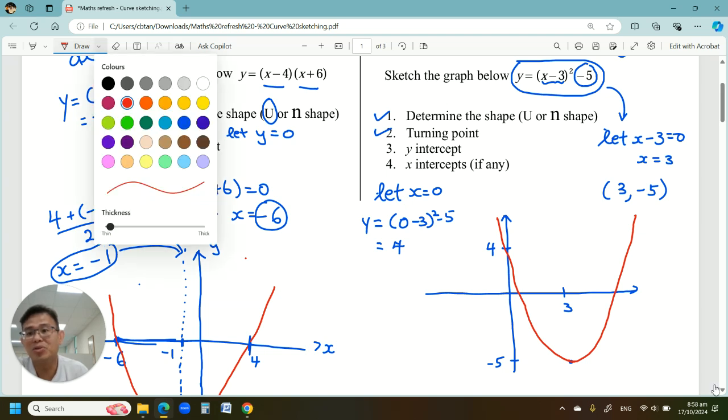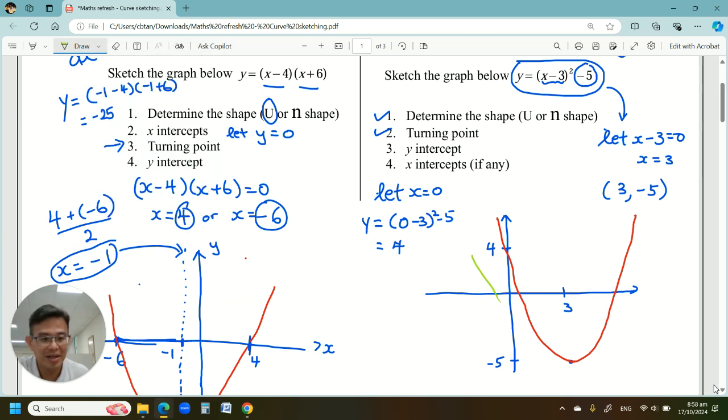Just now the green one I drew is incorrect. Remember the other one I said must pass through the negative part of the x-axis. That is not correct, based on the fact that we found part 3 here. The y-intercept is very important here.